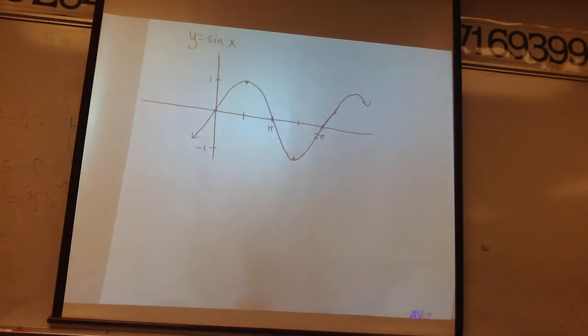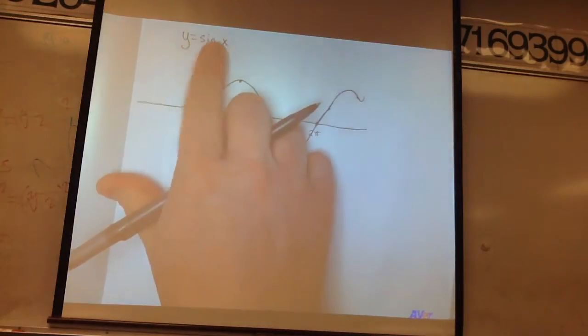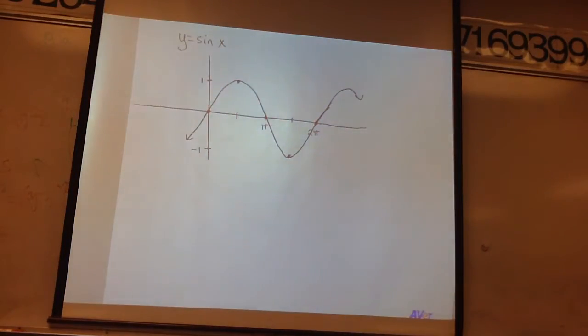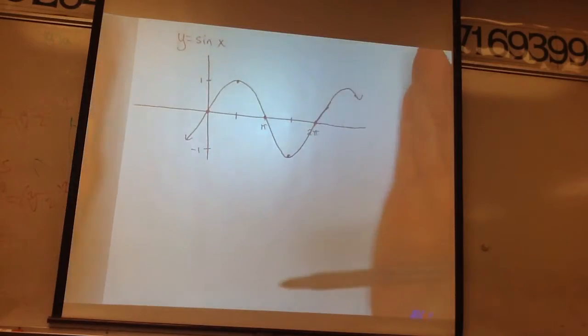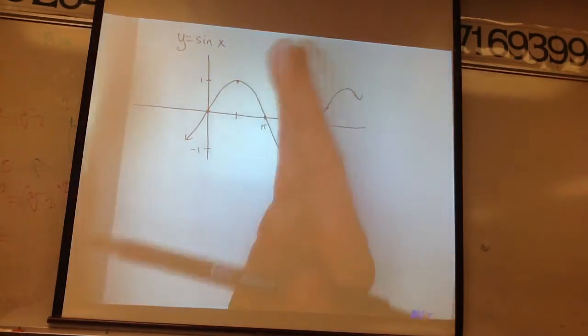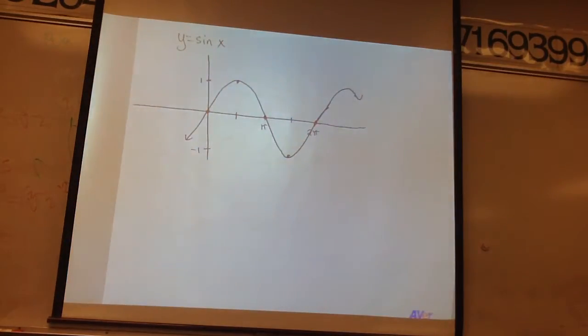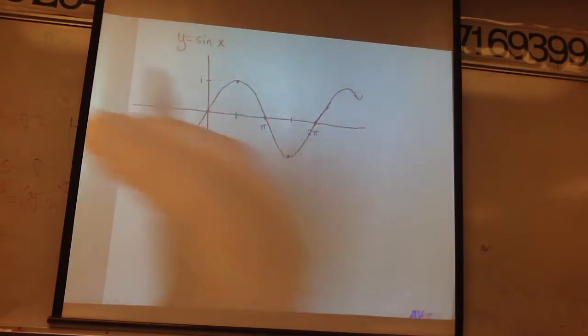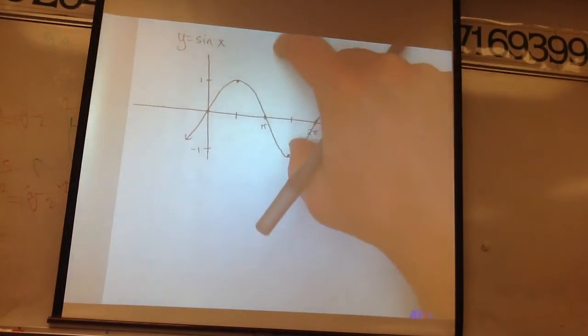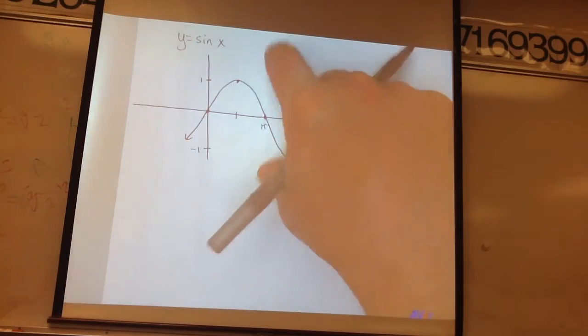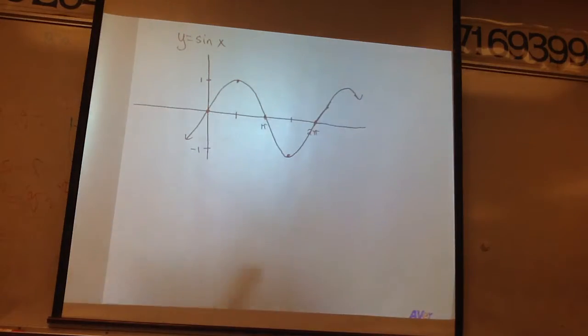Because we could change the period by throwing some numbers in here and make it repeat itself faster, which would squish it together, or make it repeat itself so long. You can shift it up and down. We could stretch it, make the hills taller or shorter. We can do all of those things.